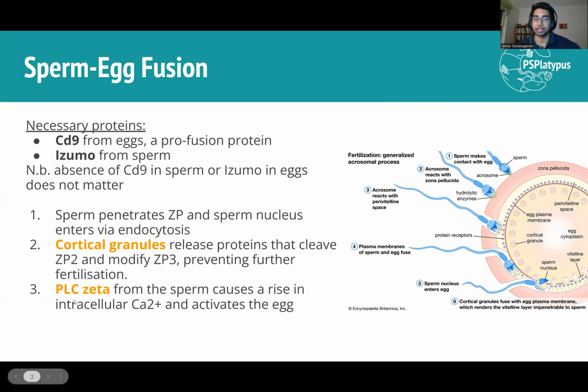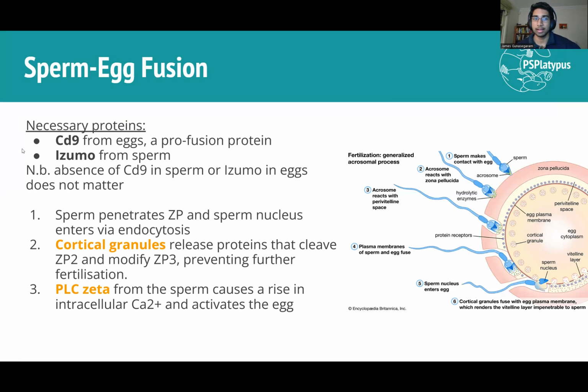There's a factor called PLC zeta, which the sperm carries, and that again, like I said, we're going to talk about calcium. That causes a rise in intracellular calcium, and that actually activates the egg. If you look at the graph of calcium levels over the course of the egg, you first have a spike right when it tries to start making its way through. That's the acrosome reaction. And then we have a series of other spikes at regular, slowly drifting intervals, which represent that activation of the egg.